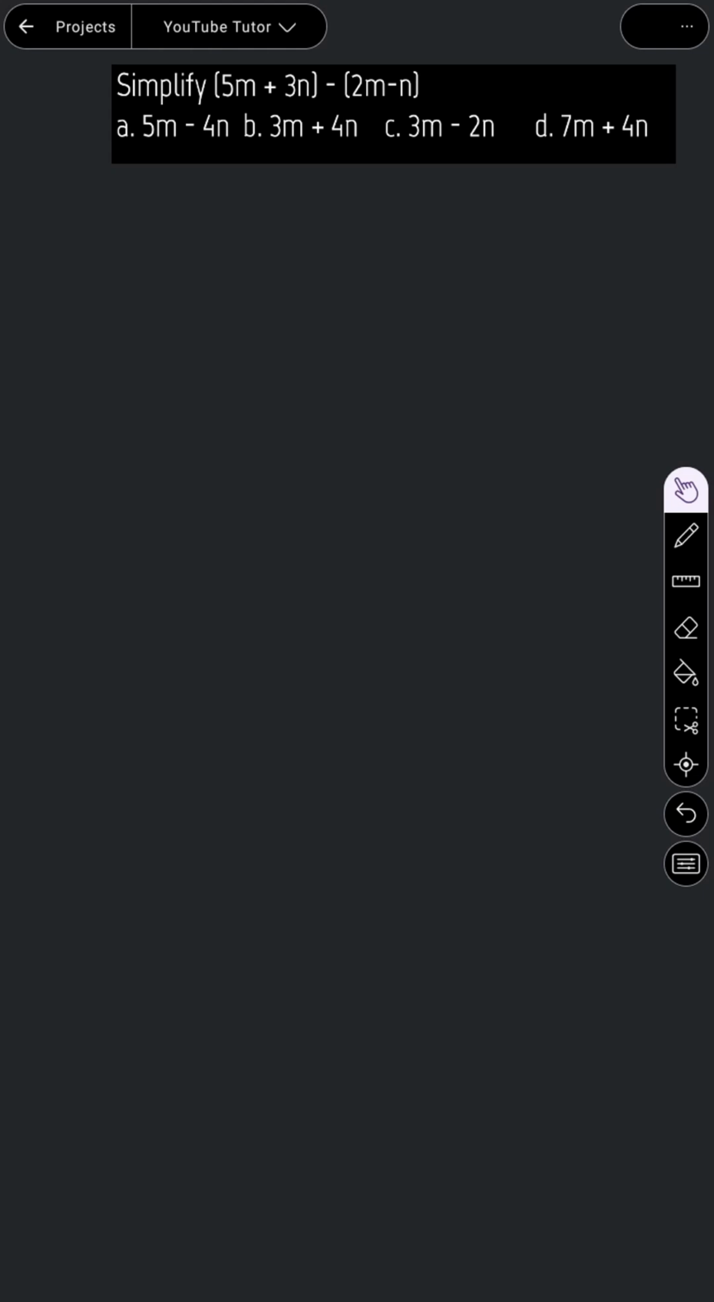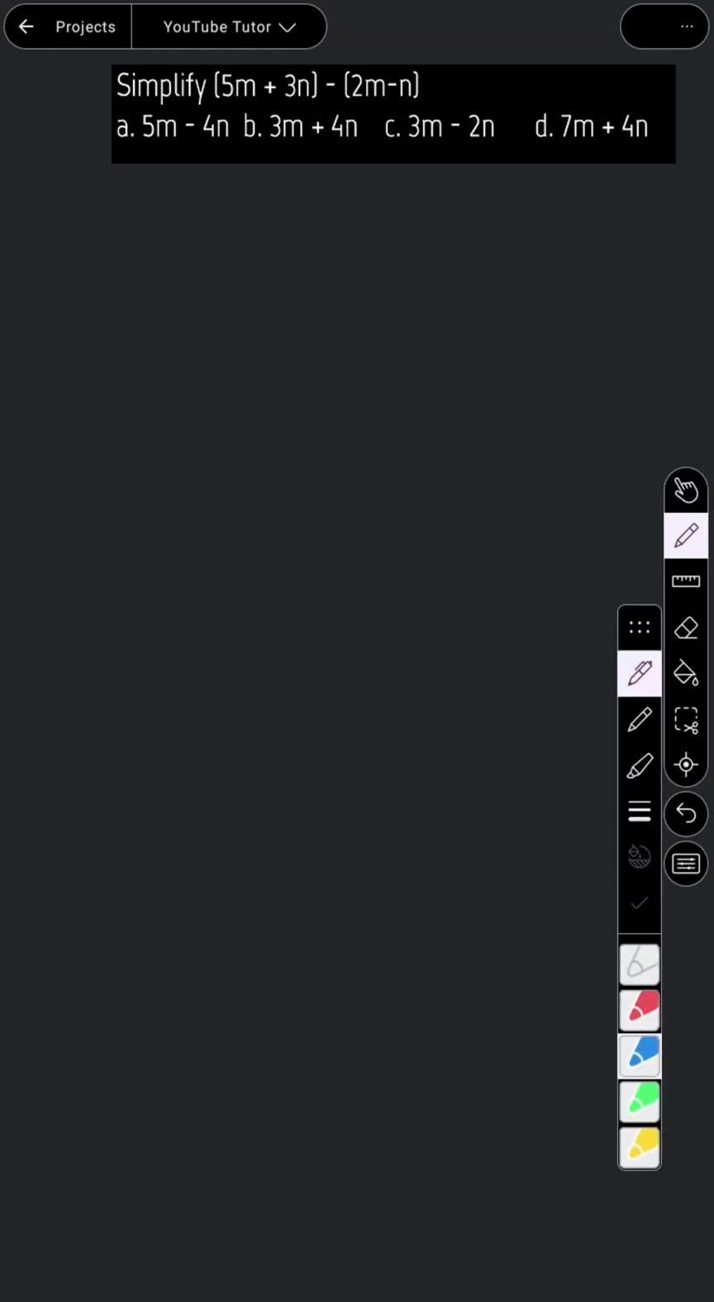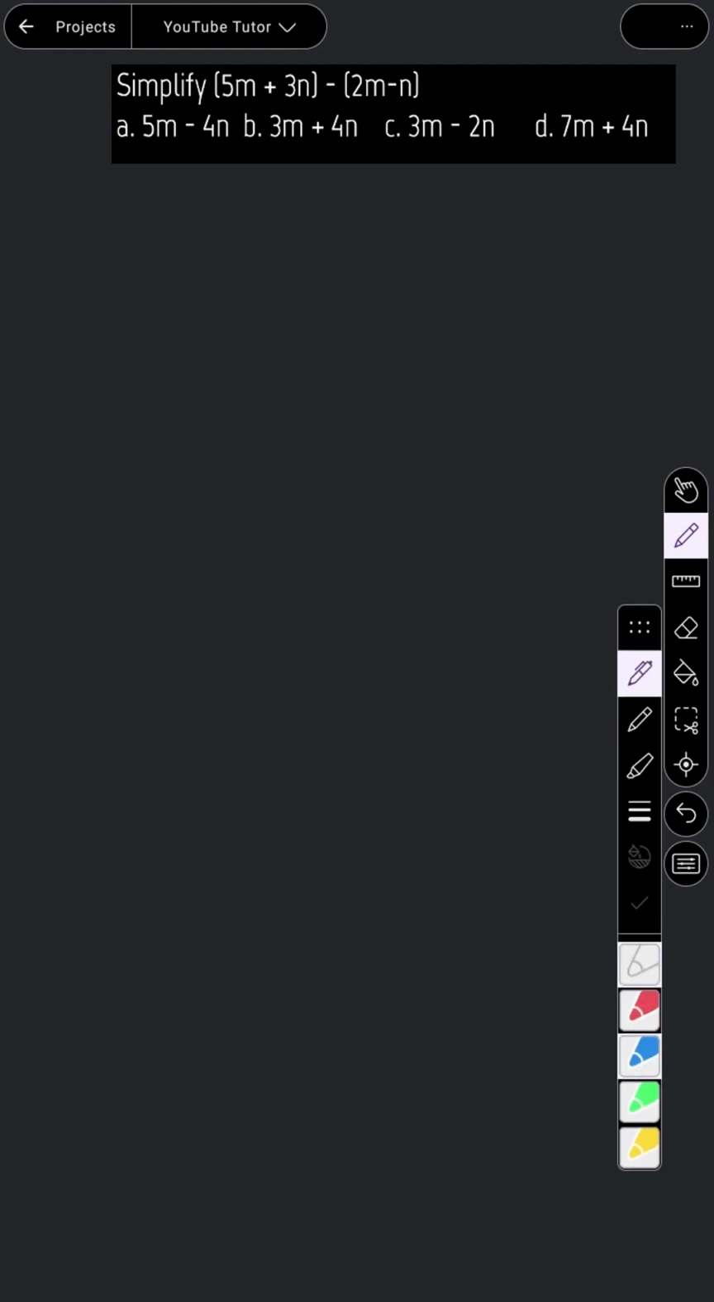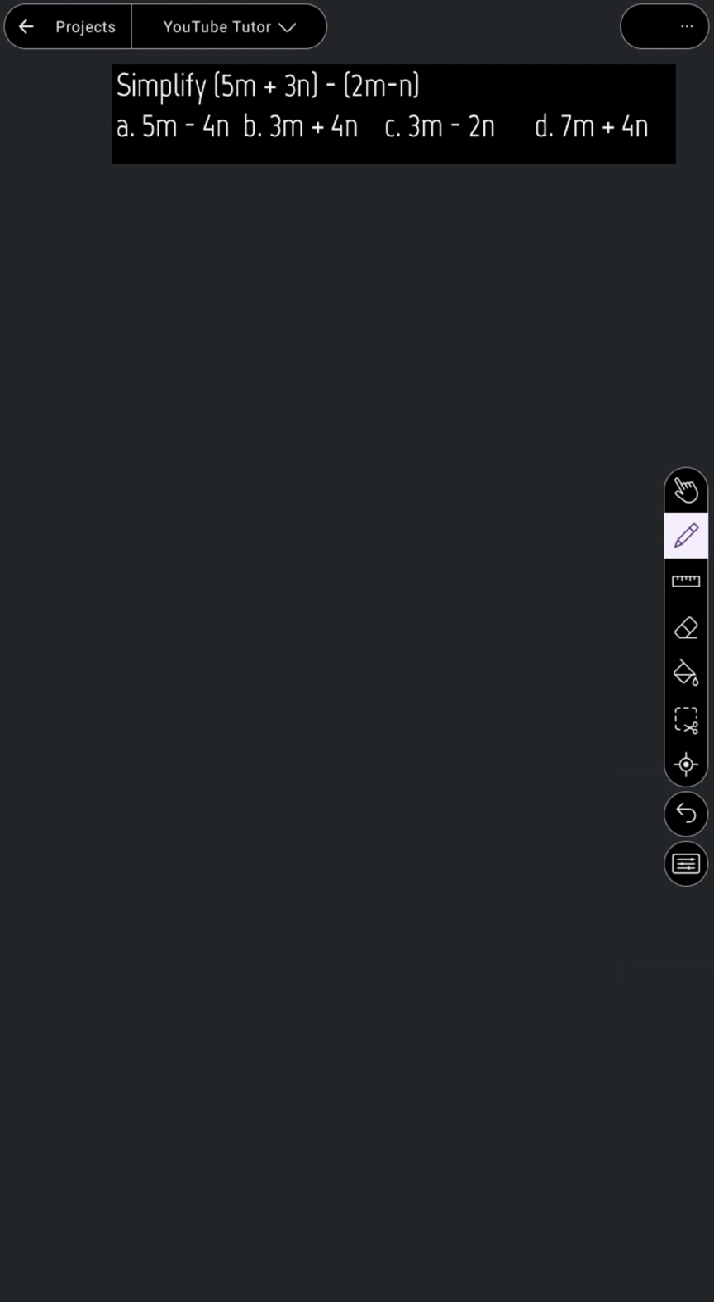We have this beautiful question here. Simplify (5m + 3n) minus (2m minus n), which is also in a bracket, or what we call parenthesis. So what we are going to do first is, is the answer A? Do you think it is B? Is it C? Or perhaps D?